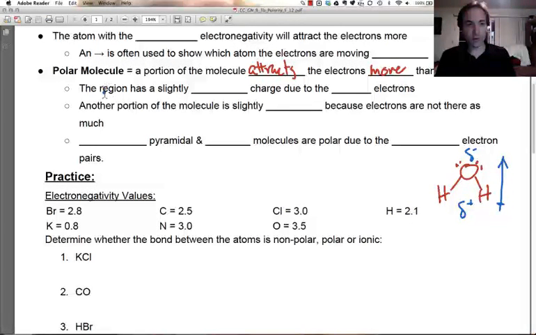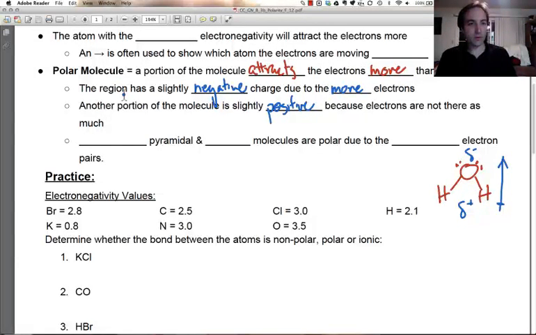All that really means is that a region of the molecule has a slight negative charge because more electrons are hanging out on this end. Another portion of the molecule is then going to be slightly positive because electrons are not there as much. The electrons aren't hanging out on the hydrogen end as much, so it's slightly positive. That's the definition of a polar molecule.